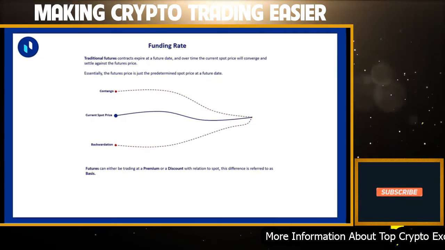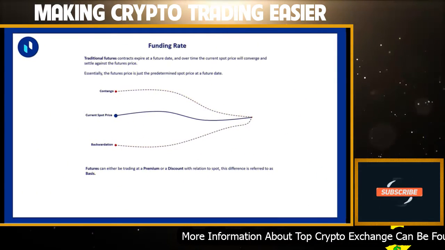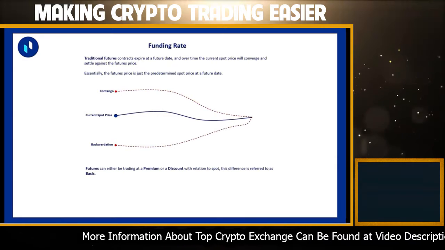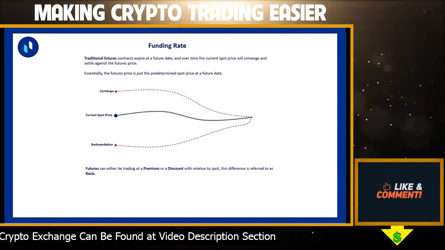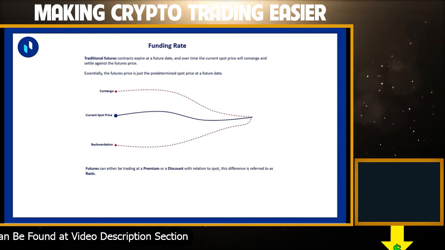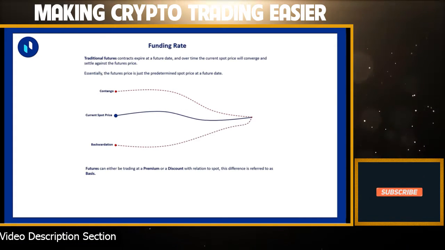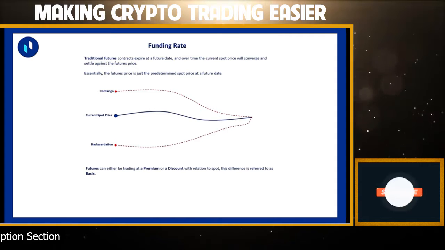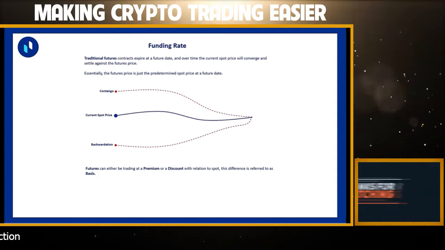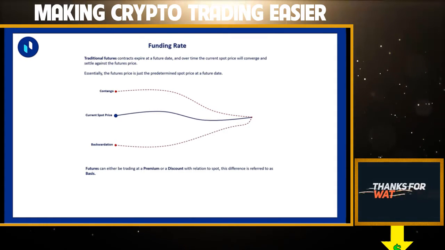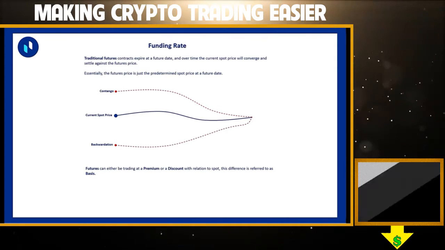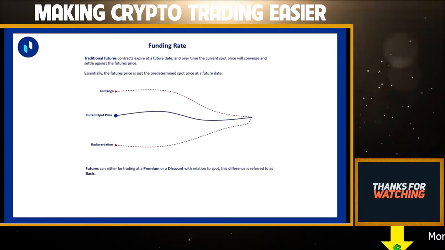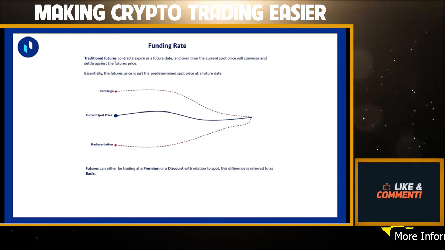All right, so to understand the funding rate, first let's go over a little bit of how traditional futures contracts work. Traditional futures contracts expire at a future date. This is different from perpetual swaps. Perpetual swaps, as the word implies, do not expire. They are perpetual. In traditional futures contracts, over time, the futures price is going to converge with the spot price. It's going to settle against the spot price.